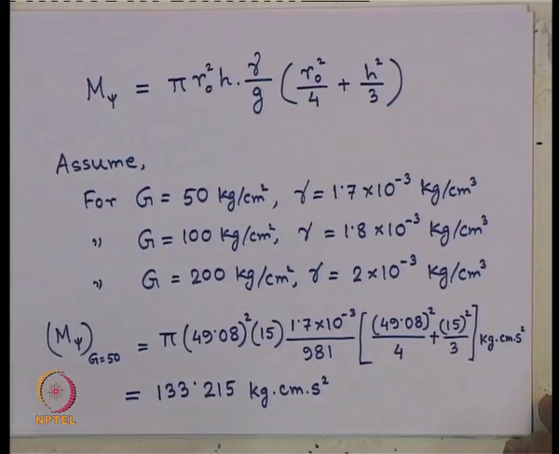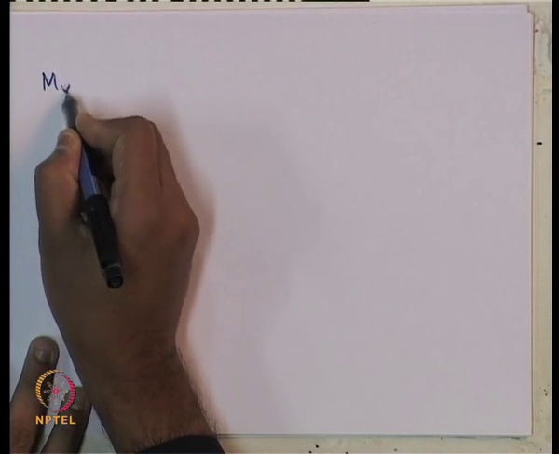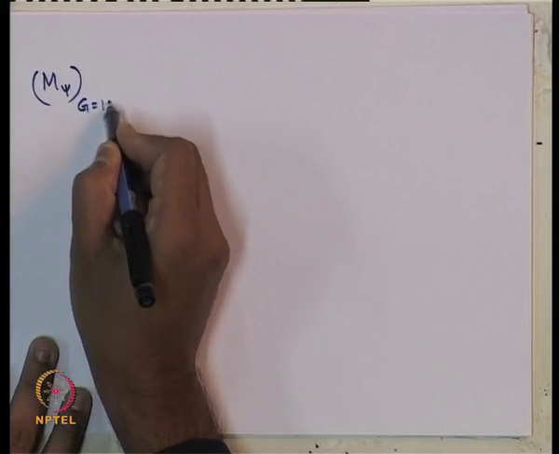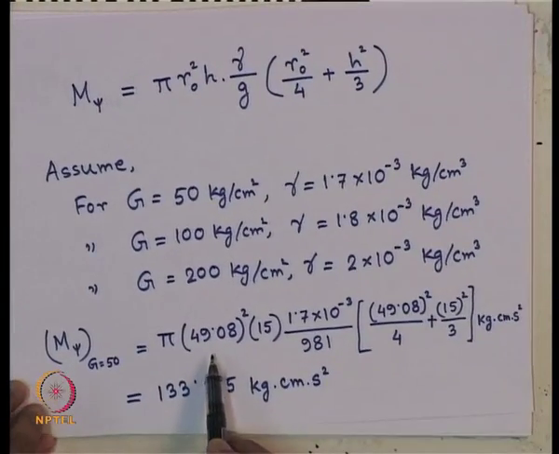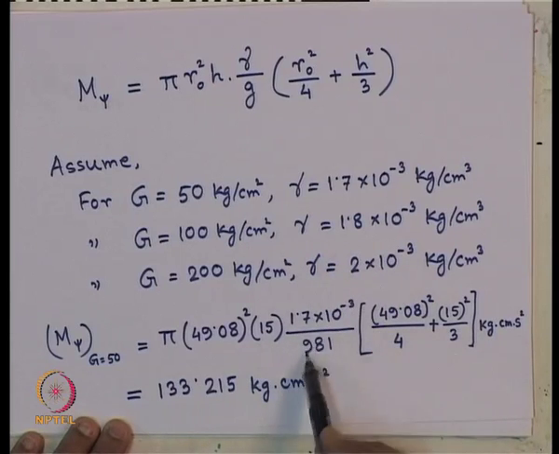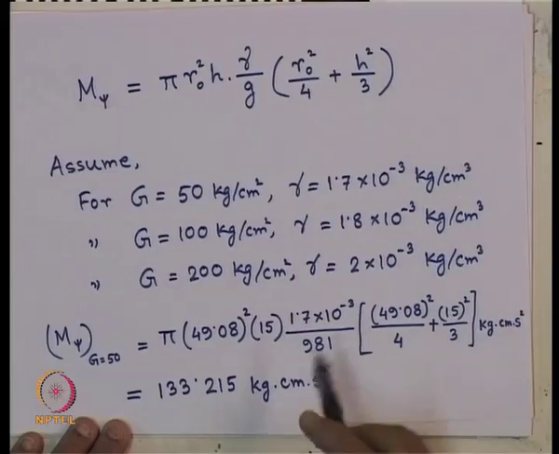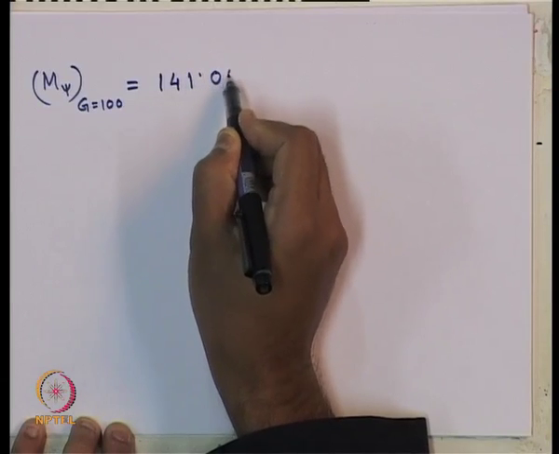Now, similarly, let us find out the mass moment of inertia for the other two types of soil. M psi for G equals 100 will be, in this expression what are the changes we should make? R remains same, H remains same, gamma changes as G changes. So, it will now be 1.8, rest of the things all remain same. So, the only change is in the value of gamma: 141.052.